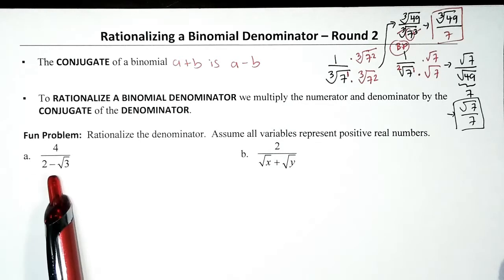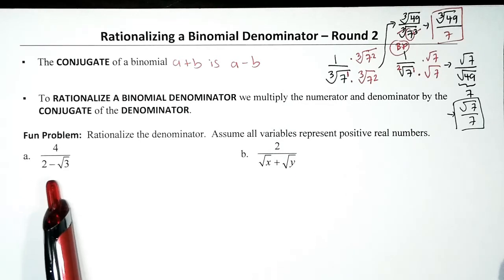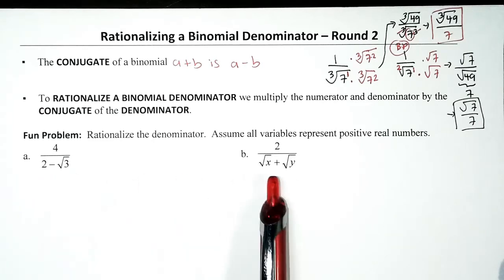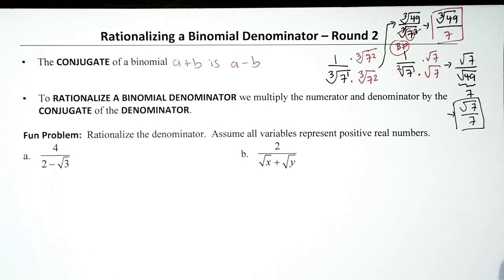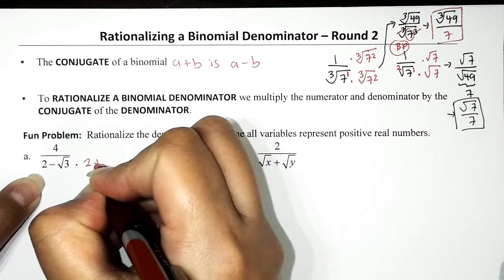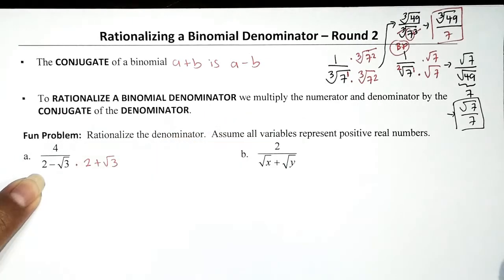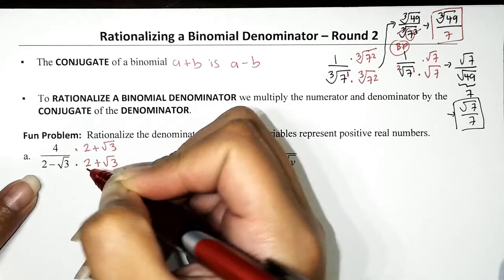If we have 2 terms, whether both of the terms have a radical or only one of the terms has a radical, to get rid of the radical, we're going to multiply top and bottom by the conjugate. So let's do this. Conjugate of 2 minus root 3, conjugate, copy, opposite. The conjugate is 2 plus root 3. Let's go ahead and multiply top and bottom by 2 plus the square root of 3.